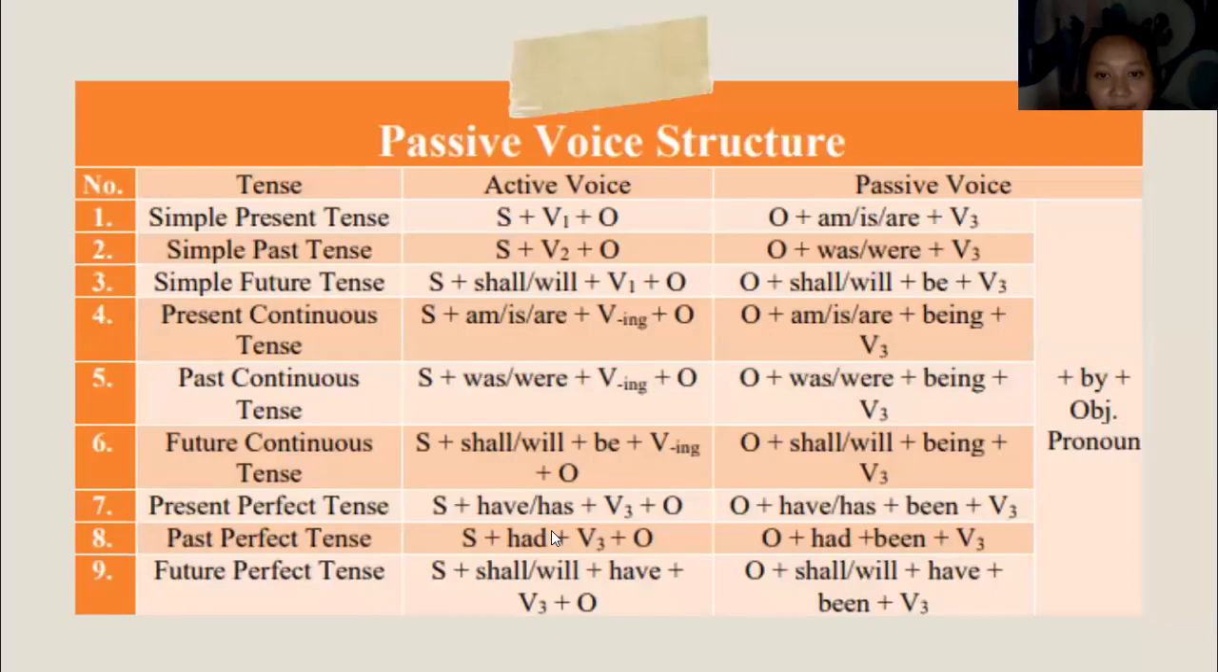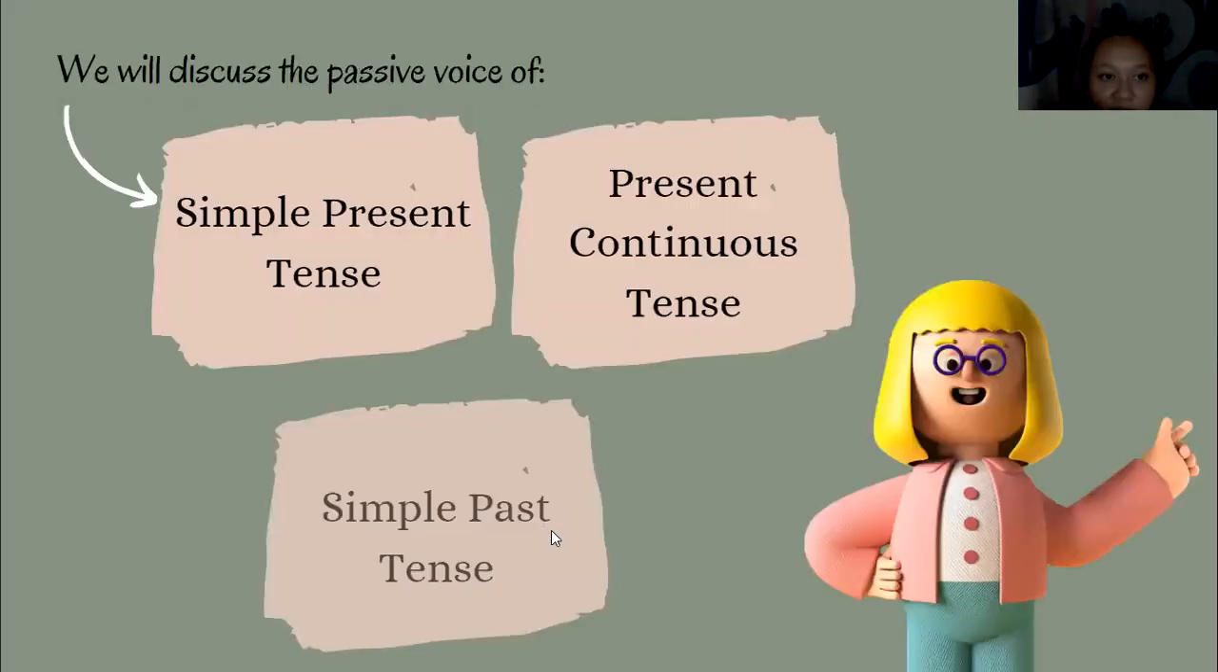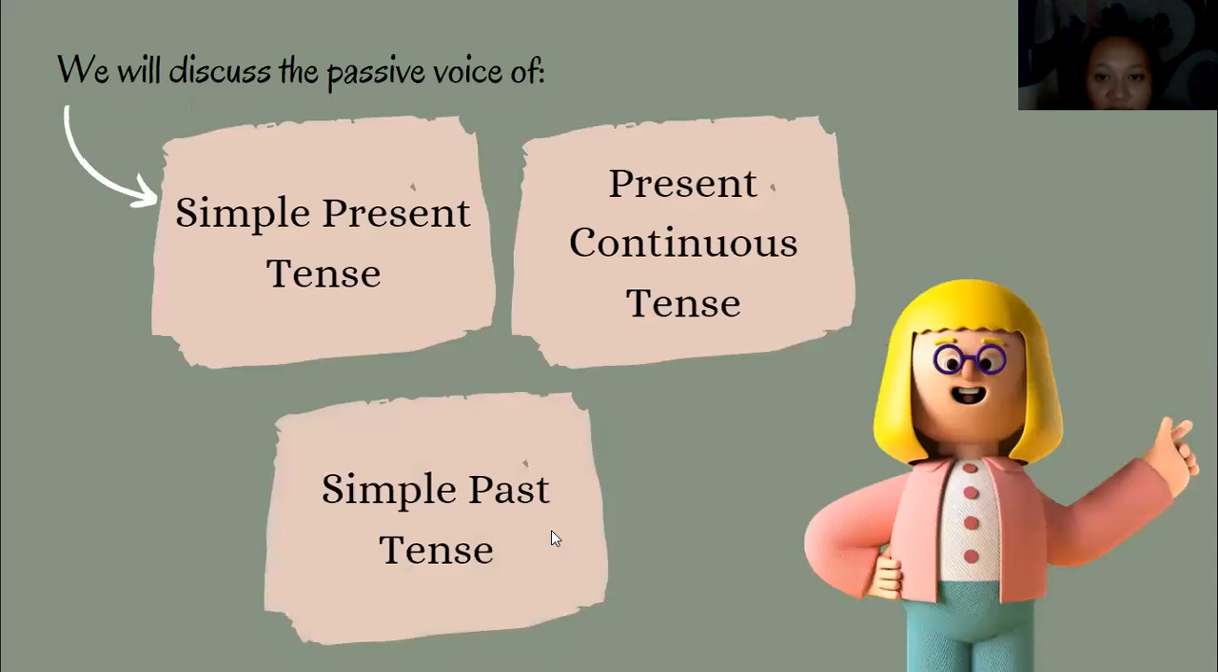So, can you see the screen? There is a list of passive voice structures. There are 9 tenses, but today we are going to discuss only 3 tenses: simple present tense, present continuous tense, and simple past tense. Okay.